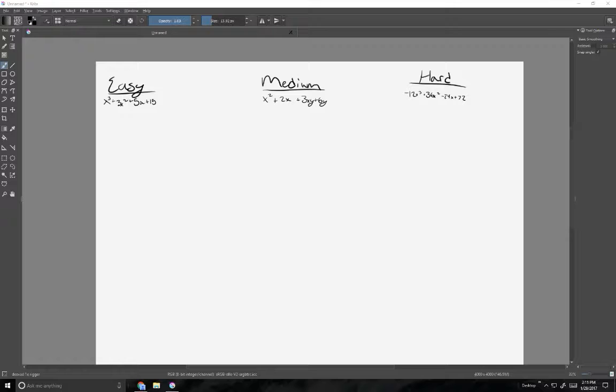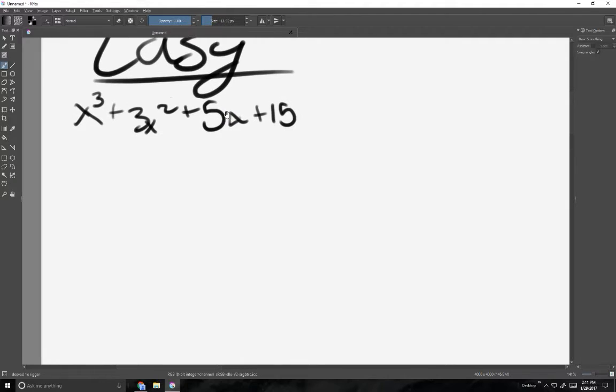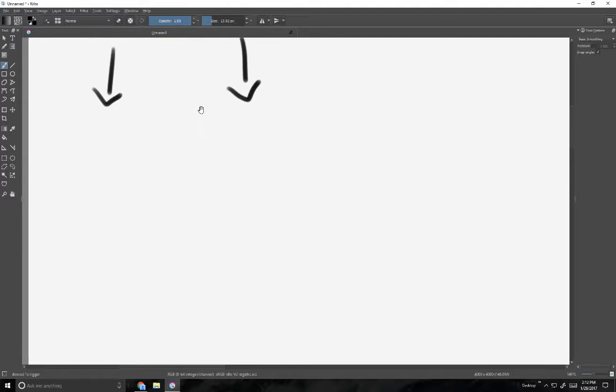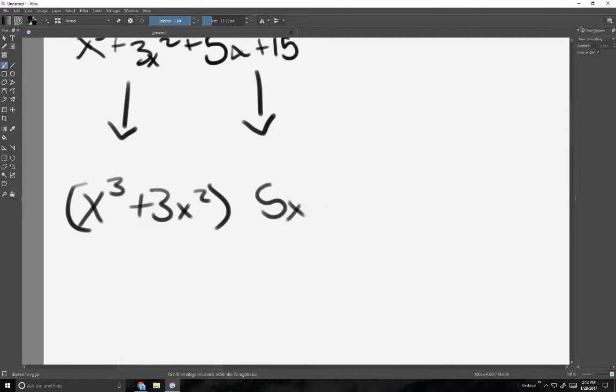Here we are with our easy, medium, hard problems. I am going to go to the easy problem now. So it is x cubed plus 3x squared plus 5x plus 15. What we do is we take the x cubed plus 3x squared and the 5x plus 15. We put those in parentheses, and then 5x plus 15.